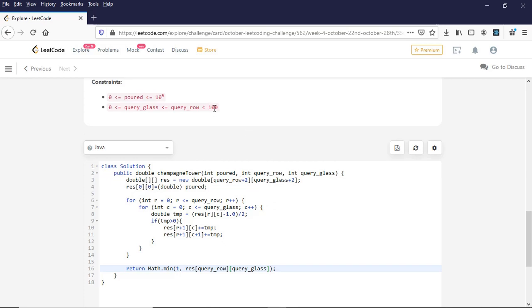Now if you see here, the query row and query glass are less than 100, and since we are using plus 2, it will be 102. So we can say that it's constant space and constant time, or we can say that it's R into C, which is query row into query glass.